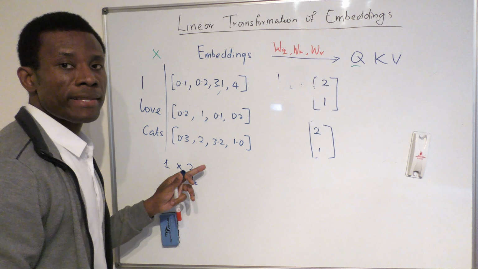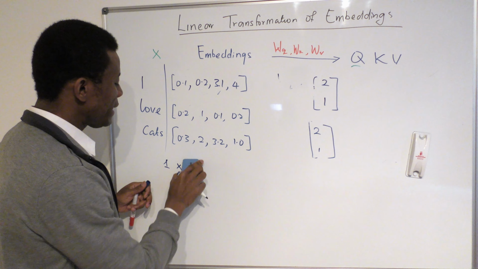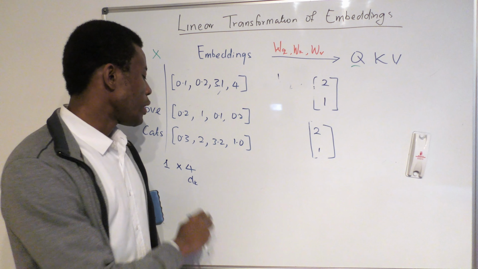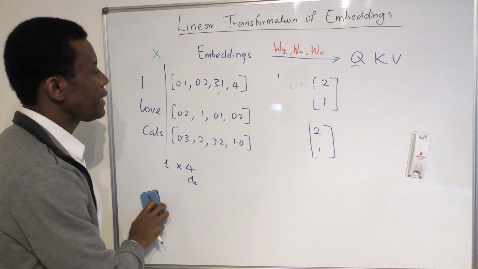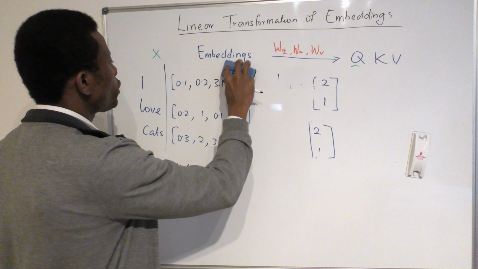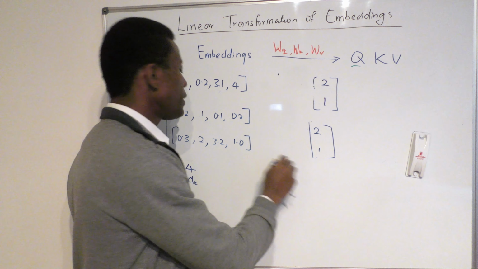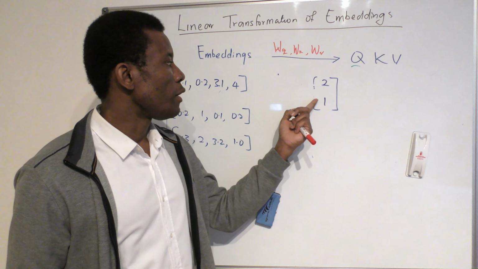So in this case we have our DK to be 4, and the dimension here is 1 by 4. So our embedding size in this situation is 4. Let's see what works in this scenario. What if we have this same weight matrix of 2 by 1?